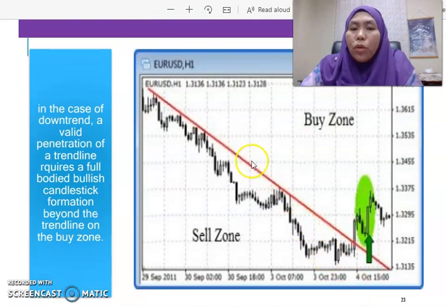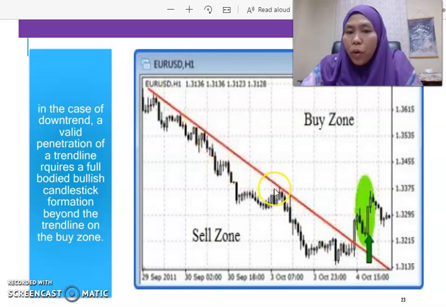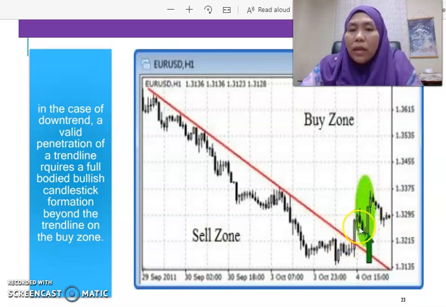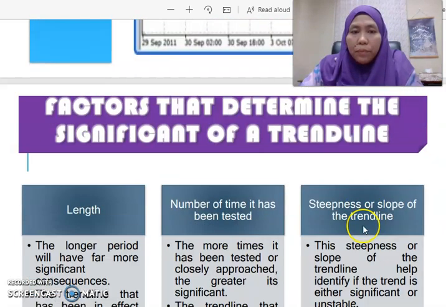Okay. If we see that the price starts creating a higher high, for example here, in the downtrend where we connect the highest points, then when the price creates a higher high, it is a signal that the trend might be reversed. Something like this. This one is also a buy signal.